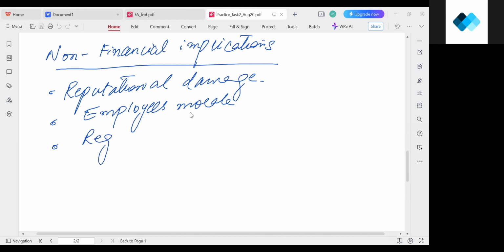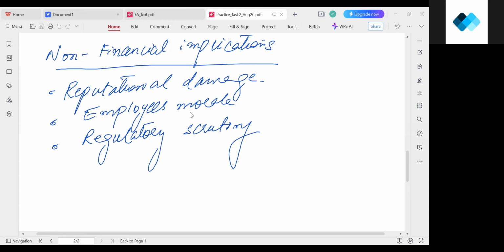regulatory scrutiny. So the relevant regulation bodies could open an investigation against you, and they would have more focus, or what can I say? They would be stricter with the company, right? So these are some of the non-financial implications.